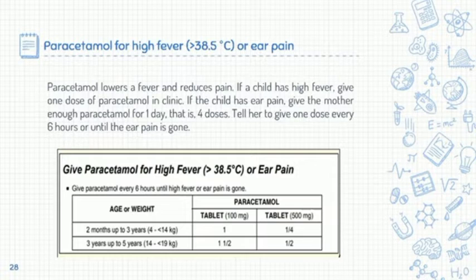So we have here the chart. It indicates to give paracetamol every 6 hours until high fever or ear pain is gone. So age or weight is indicated as well as the number of tablets to be given to the patient. So for children 2 months up to 3 years, with the 100 mg tablet, one tablet is given, while if the tablet is 500 mg, it is only 1/4, so you split it. For children 3 years up to 5 years, if it is the 100 mg tablet, it is 1 1/2, and if it is 500 mg, it is just half of the tablet.